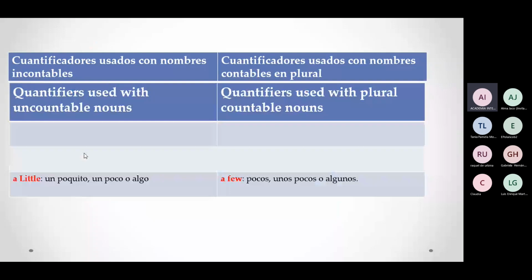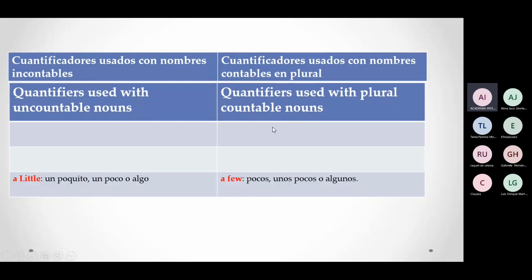And here we have a little and a few. So, quantifiers used with uncountable nouns: we can use a little with uncountable nouns only. And quantifiers used with plural countable nouns: that means we can use a few with countable nouns only. Solo podemos usar a few con sustantivos contables.